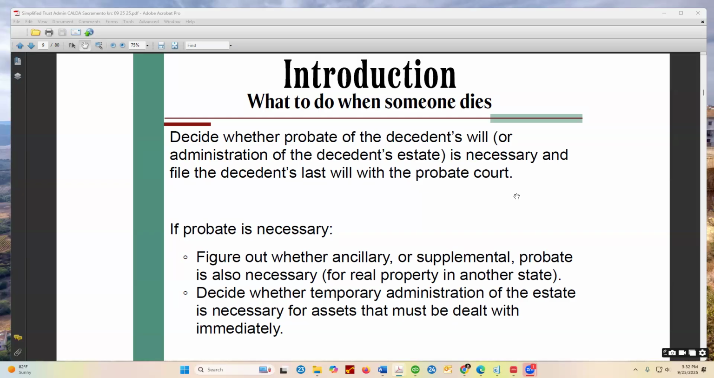For example, if you had a trust administration in California and another property in New Hampshire that was held in the individual's name, then you'd have a probate in New Hampshire.